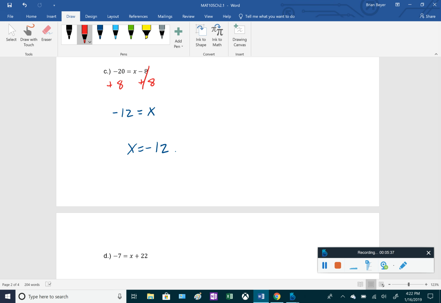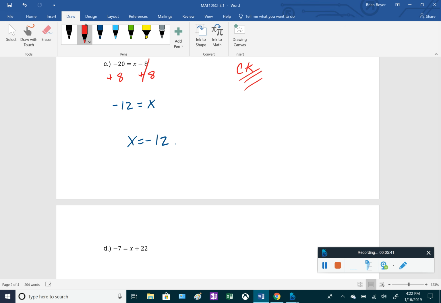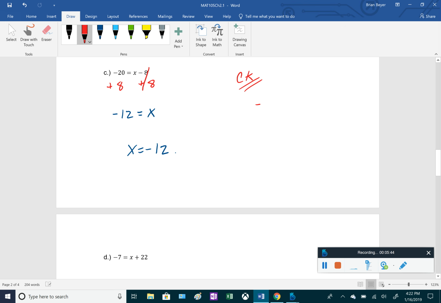Okay, and this will be the last one that I check, just because I think we get the idea. So we get negative 20 equals x minus 8. We plug in our solution, and get negative 12 minus 8. Negative 12 minus 8 is negative 20, so it checks out, so we know that we did it correctly. If it didn't check out, if we got a false statement, then that would mean that we did it incorrectly.